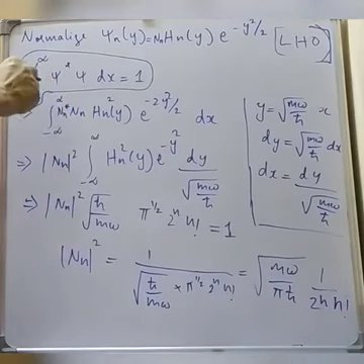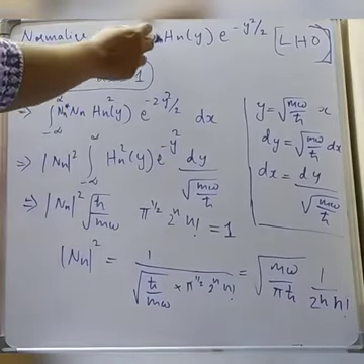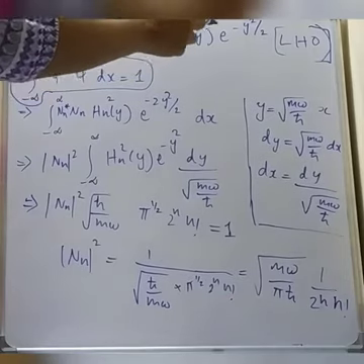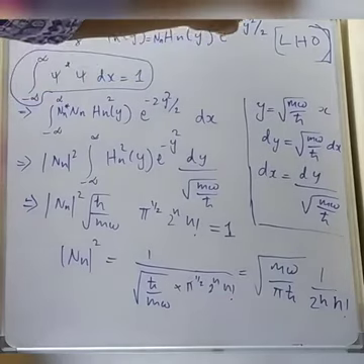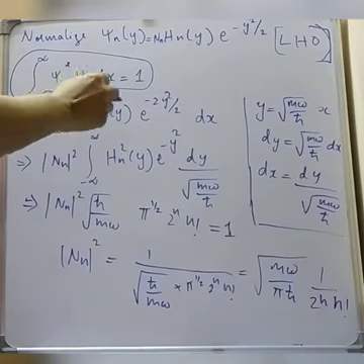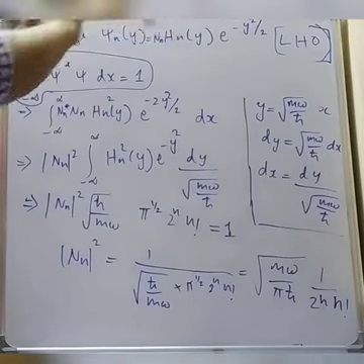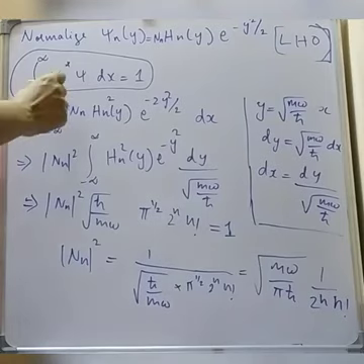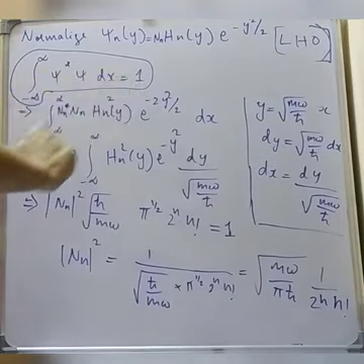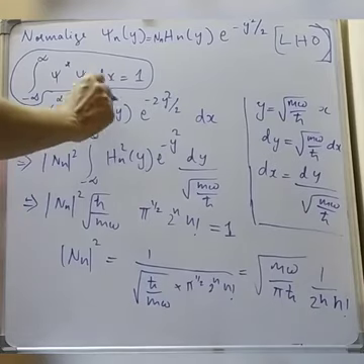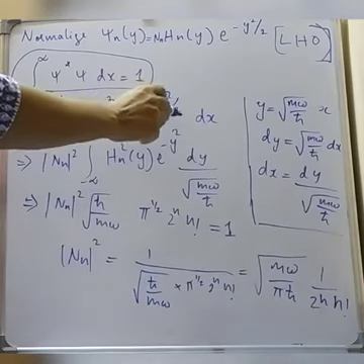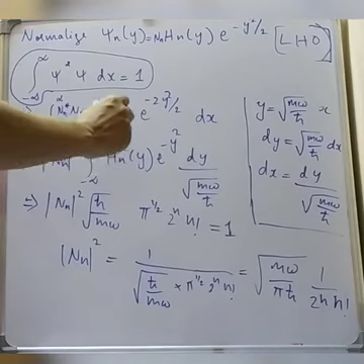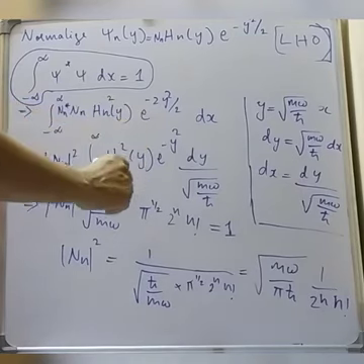So apply the values: N_n star H_n star e raised to minus y square by 2 into N_n H_n e raised to minus y square by 2. So only N_n will have N_n star N_n, the other will be just squared. So H_n square e raised to minus 2y square by 2, that means it is e raised to minus y square.